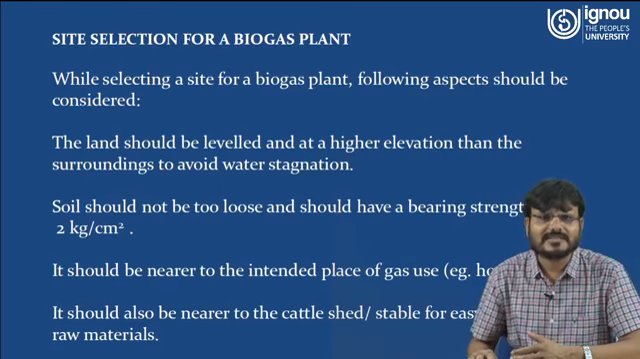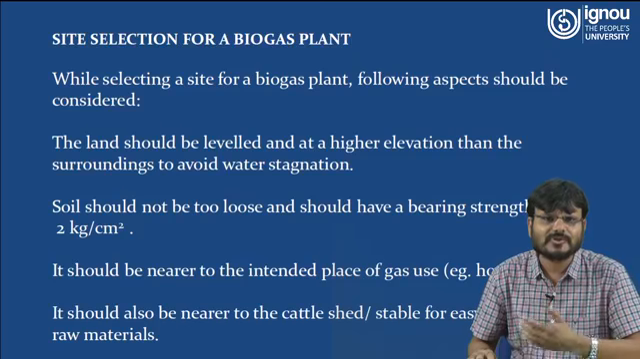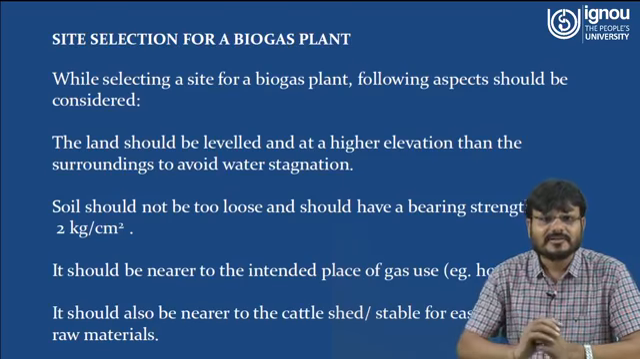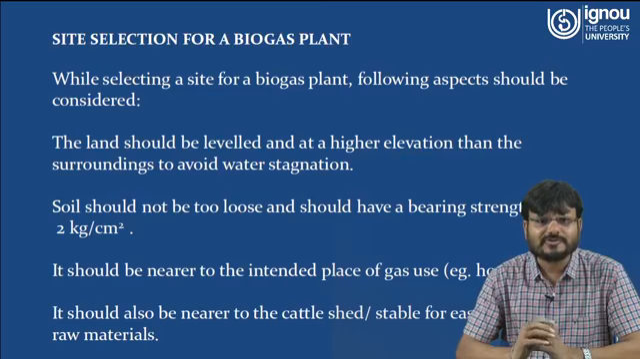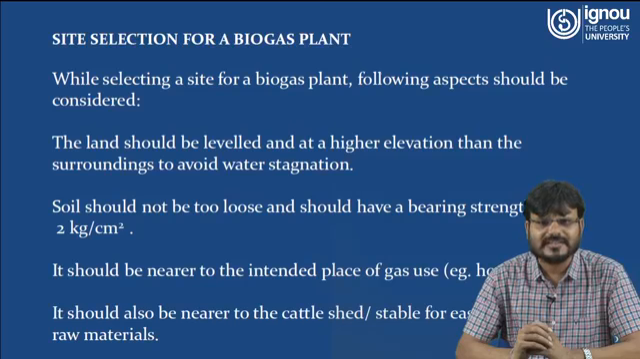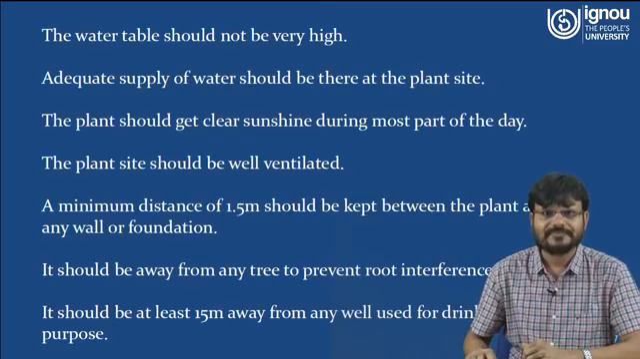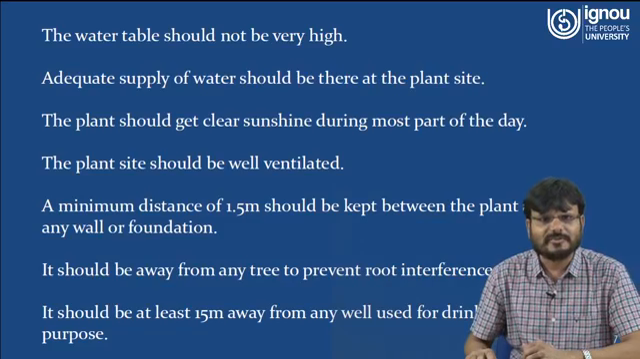Now, because you have to install the biogas plant, it is very important to select the site. How will the site be selected to install a particular biogas plant? You have to take care of the following points: the land should be leveled and at a higher elevation than the surroundings to avoid water stagnation. It should be nearer to the intended place of gas use. It should also be nearer to the cattle shed or stable for easy handling of the raw material. The water table should not be very high.